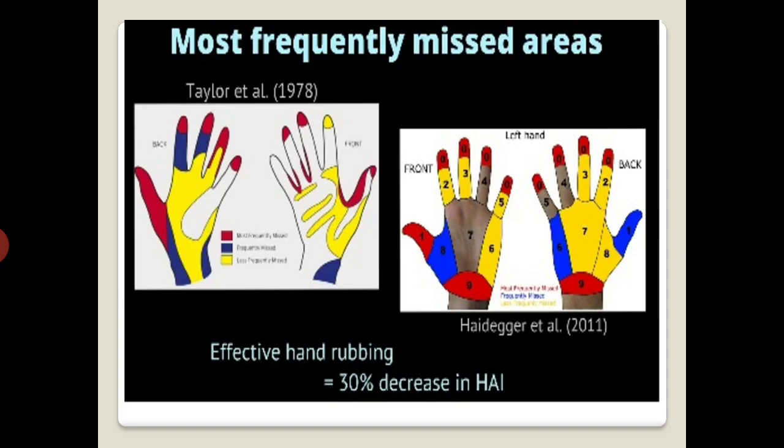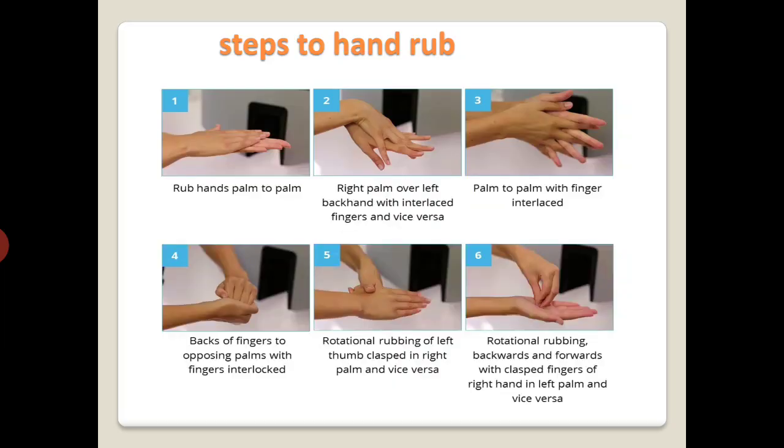So here I have the picture which is showing the most frequently missed areas while doing hand hygiene or while washing our hands. So to not miss these areas, we are supposed to follow the proper steps for hand hygiene, so that we don't miss these areas while performing hand hygiene. So let us see what the steps are.